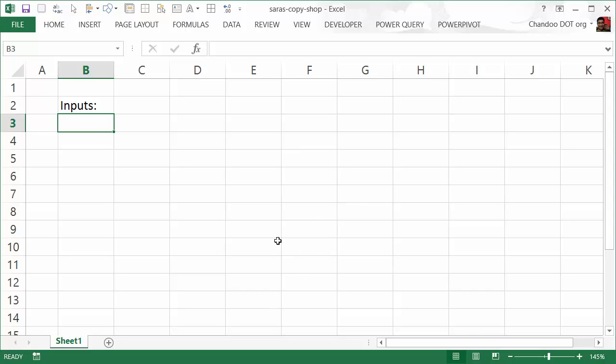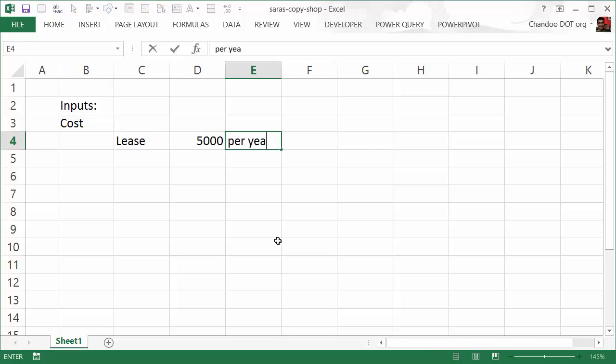So there are two kinds of inputs. You have your costs and the revenue inputs. We'll just type them here. Cost inputs are lease is $5,000 per year, rent is $300 per month.